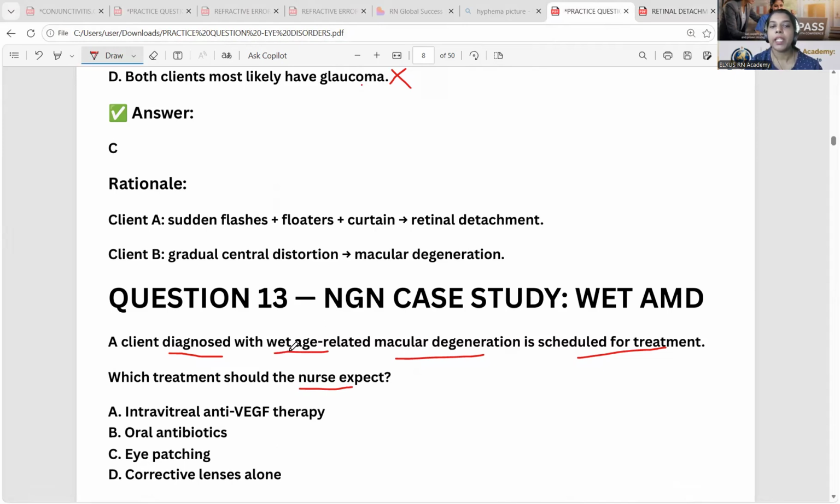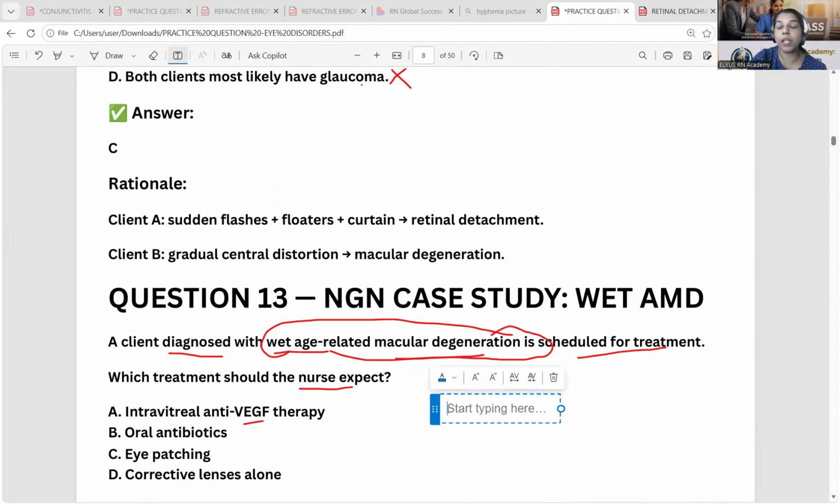In wet age-related macular degeneration, what is the significance? There may be the formation of new blood vessels, that means abnormal growth. So what is the primary management, meaning the medicines used for wet macular degeneration? To prevent the angiogenesis we administer anti-VEGF, anti-vascular endothelial growth factor. This will prevent the growth of this abnormal formation of new blood vessels.